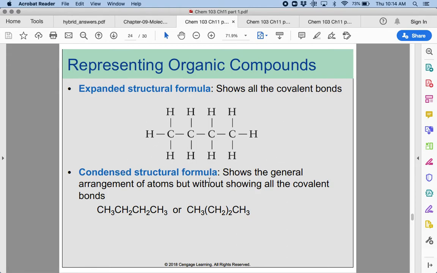A condensed structural formula shows a general arrangement but doesn't show every bond. So here, this compound can be represented in two different ways in the condensed formula. CH3 represents this guy right here, CH3. CH2 represents this guy right here. CH2, this guy right here. CH3, this guy right here. We could also write it like this, where the CH2 has been condensed, just like we would if we were writing another formula, right? Where if we put CH2 in parentheses with a 2, we would know this really means CH3, CH2, CH2, CH3.